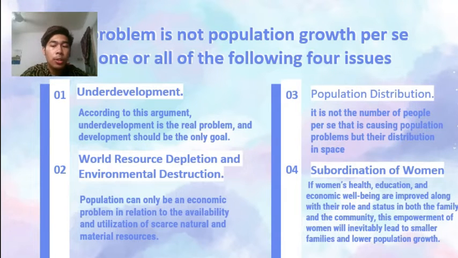Number four is subordination of women. This is most important because women often bear the disproportionate burden of poverty, poor education, and limited social mobility. According to this argument, population growth is a natural outcome of women's lack of economic opportunity. If women's education and economic well-being are improved, along with their role and status in both the family and community, this empowerment of women will inevitably lead to smaller families and lower population growth.